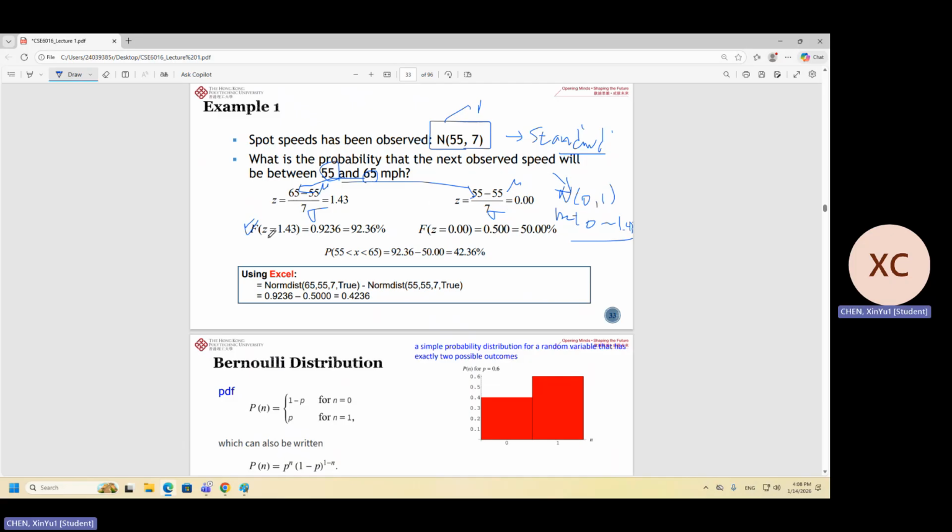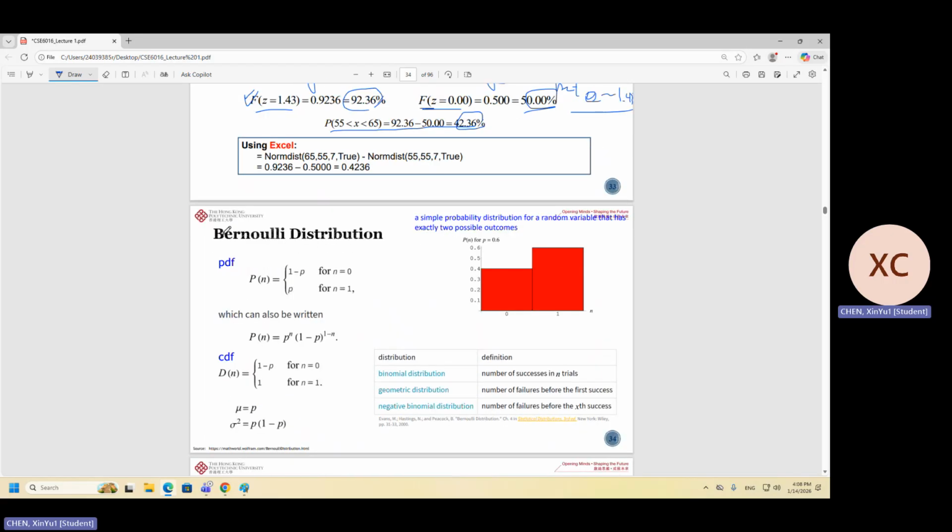For 1.43, the CDF on the table is 92.36%. And for 0, the CDF is 50%. So if we calculate the difference between them, it is 42%. Okay, so here we can answer what is the probability that the next observed speed will be between this area: it is 42%.